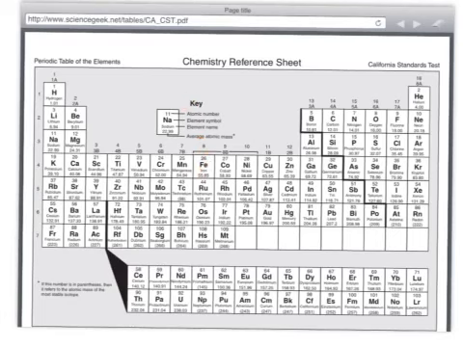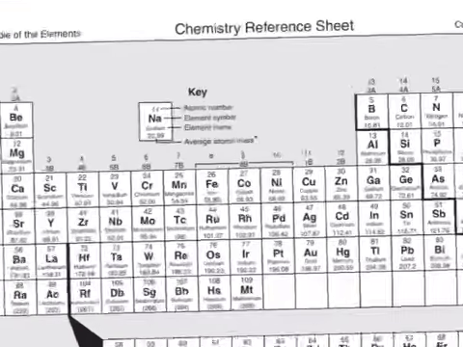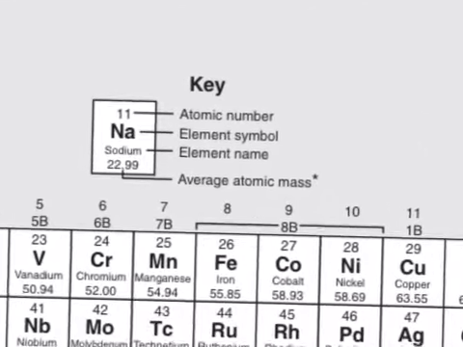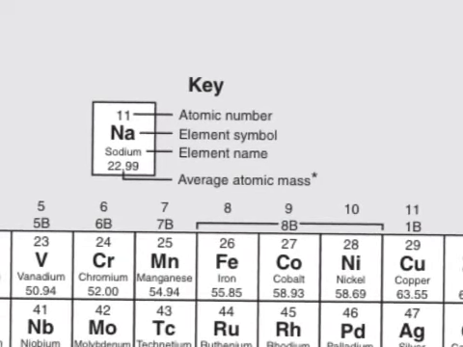When you encounter a periodic table, one of the things you want to look at is the key. So if I zoom in on the key here for our periodic table, it tells us how it's organized. They use sodium here for an example. It tells us that the atomic number is at the top. So the atomic number of sodium is 11. It gives us the element symbol, which is Na, and the name of the element underneath it, which is sodium.